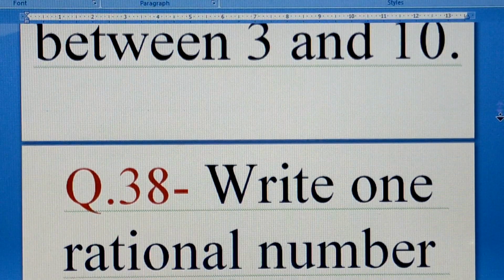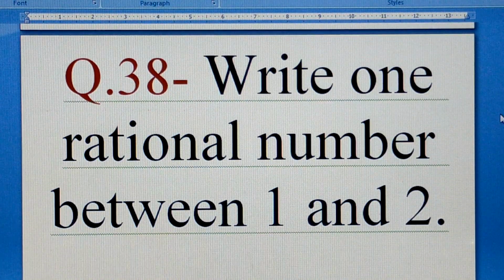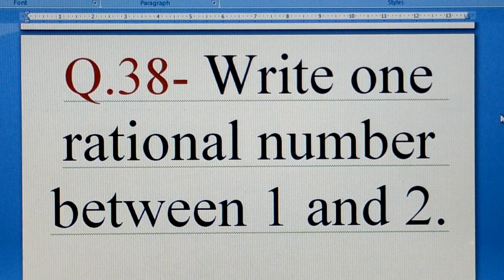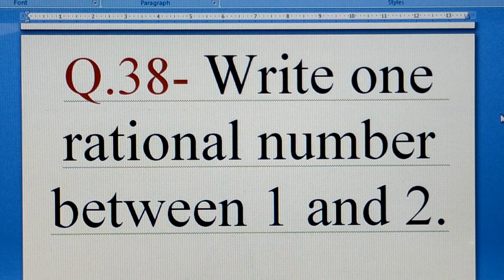Now this is the question, slightly tough for you and slightly new, 100% new for you. Write one rational number between 1 and 2. So what will you do? Add 1 and 2. What will you get when you add 1 and 2? 3. You will get 3. And you please divide it by 2. 3 upon 2. So one rational number between 1 and 2 is equal to 3 upon 2. Answer.